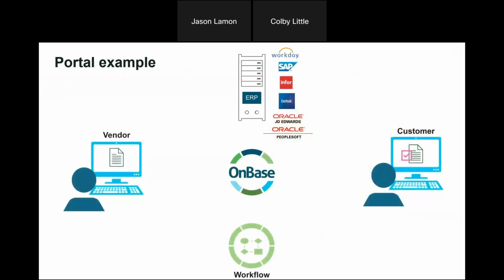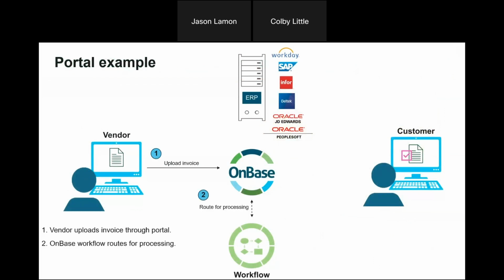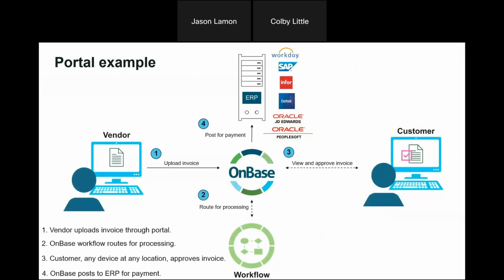Just a very simple example of how this works. So the vendor logs into a secure portal site and uploads their invoices. Back at the customer site, OnBase then ingests those images and data and routes them for processing through a workflow. Customer AP team member views the invoices and approves them. And then once approved, the invoice data flows back to the ERP so it can be posted for payment.